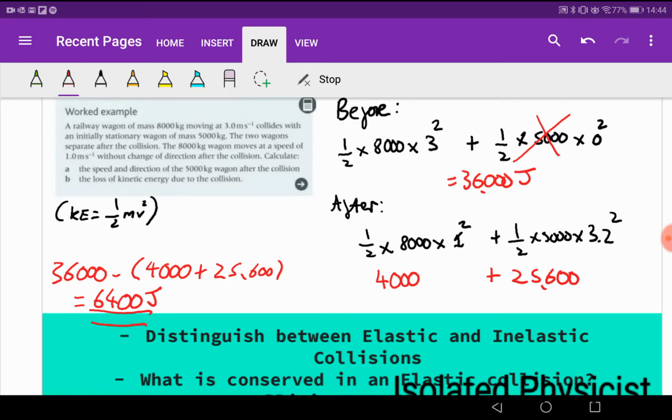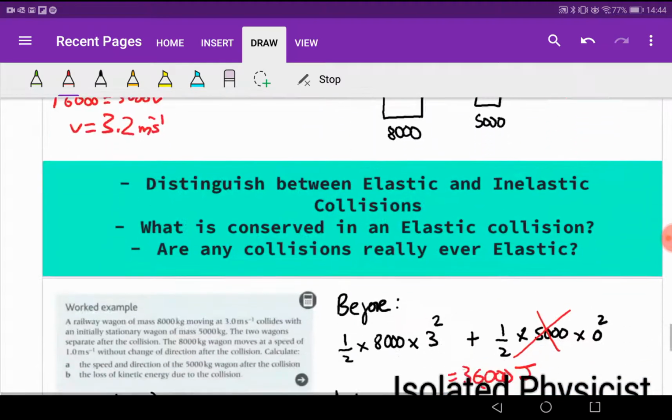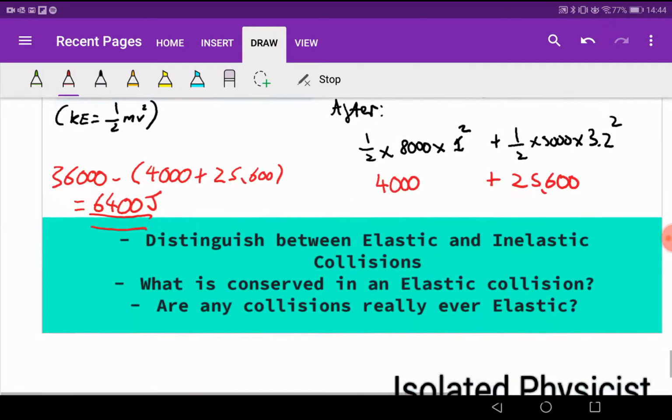That's the final answer. So, hopefully you've learnt what inelastic and elastic collisions are, what is conserved in an elastic collision, and are any collisions really ever elastic? And the answer is, in reality, no, because you are never going to get a collision with absolutely no friction or no sound or anything like that. Okay, cheers guys.